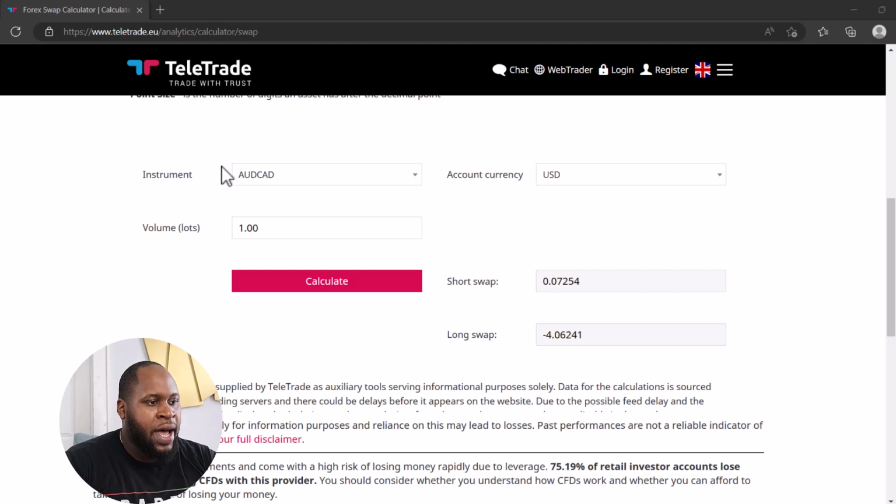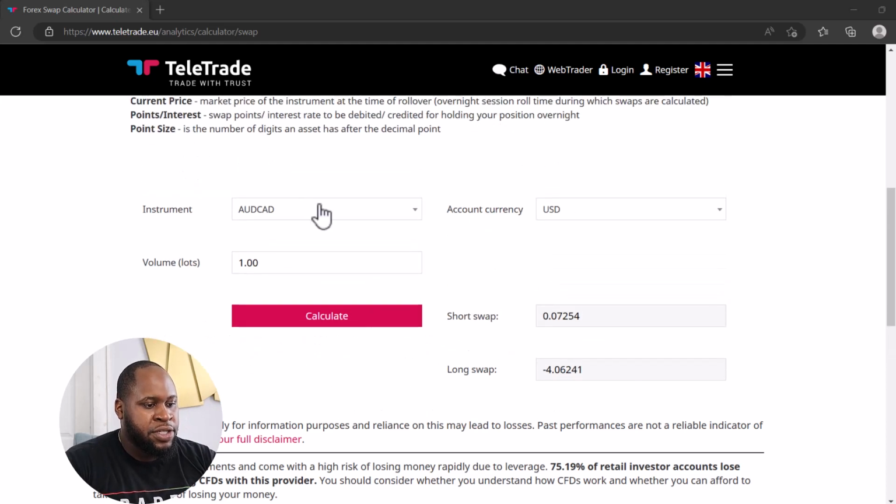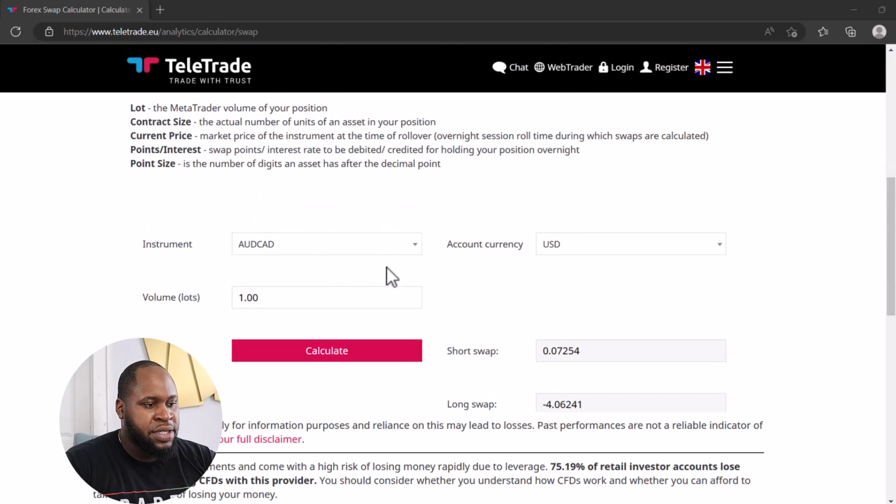If you go to Google and you type in Forex swap calculator, there are going to be so many websites that pop up. You want to choose one of the websites to be able to get a swap calculator so you can calculate your swap before you even enter a trade. So today I'm on teletrade.eu and I'm using their swap calculator. And pretty much this is how it works.